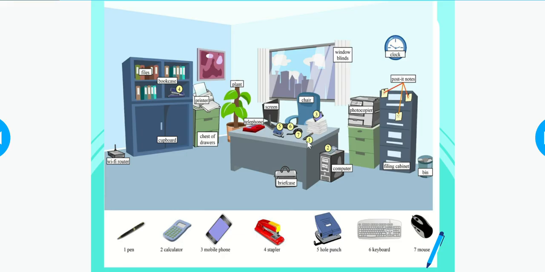Now we have some smaller items. 1 is a pen. 2, calculator. 3, mobile phone or cell phone. 4, stapler. 5, hole punch. 6, keyboard. 7. Mouse.